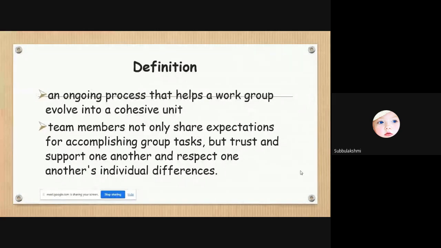Team building is essential, so how can we go about it in our classrooms so that we equip our students, our learners, in such a way that when they complete their course and leave, they are competent enough in the working environment. It is a work group that evolved into a cohesive unit. Team members share expectations, but the basic thing is trust: trust amongst members, the support extended to each other, and the respect we show apart from individual differences is what forms team building.